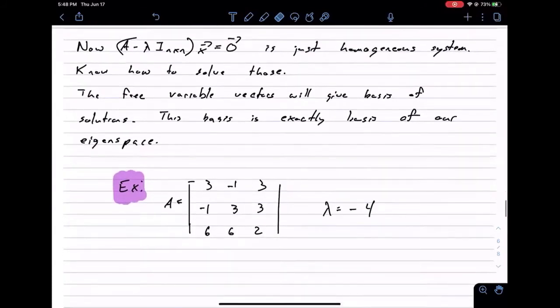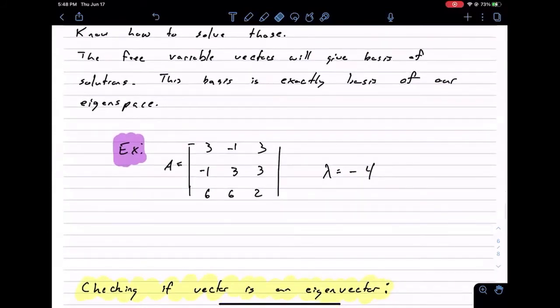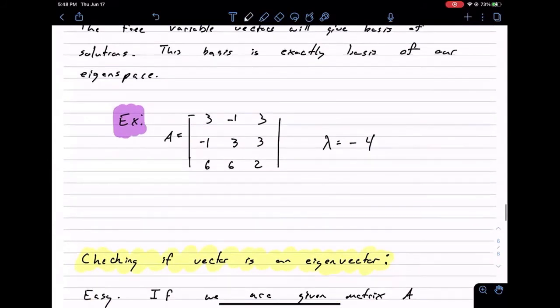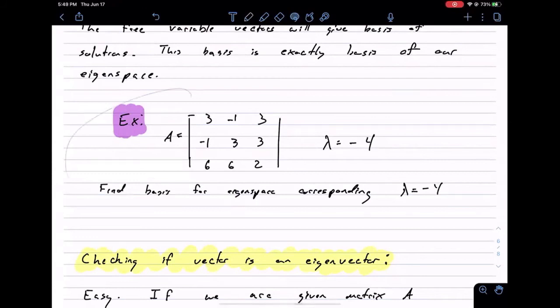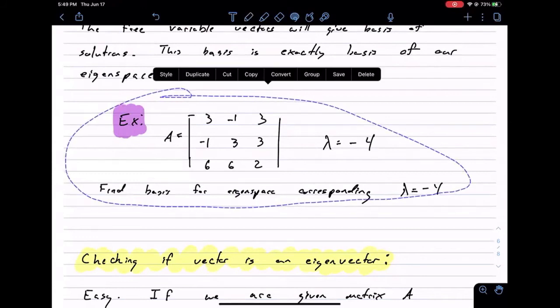So let's see an example. This is one of the problems from the textbook. I forget exactly which one it is. So we have A is equal to this matrix and lambda is equal to -4. What is the problem statement? We want to find a basis for the eigenspace corresponding to the eigenvalue lambda equals -4. So let's take this and go to a new page and do the work.